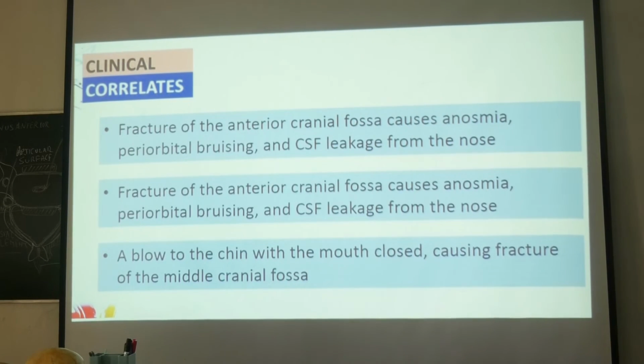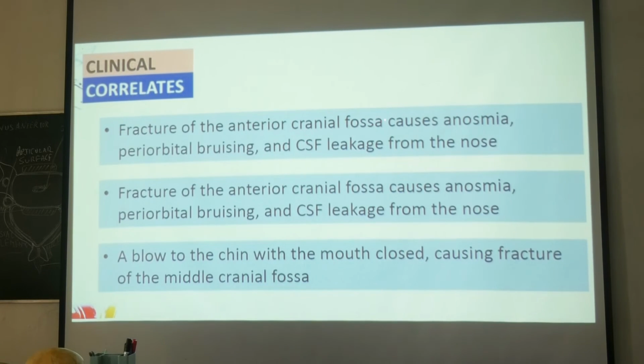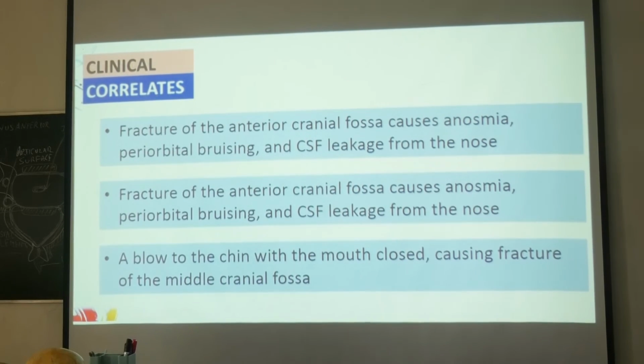Now we will go to the clinical aspects. In case of fracture of anterior cranial fossa in head injury, it causes anosmia. Anosmia means loss of smell sensation, loss of olfaction due to tearing of the fibers of the olfactory nerve, due to break in the cribriform plate. There will be periorbital bruising, and CSF leakage from the nose. Clear fluid will continuously come out through the nose.